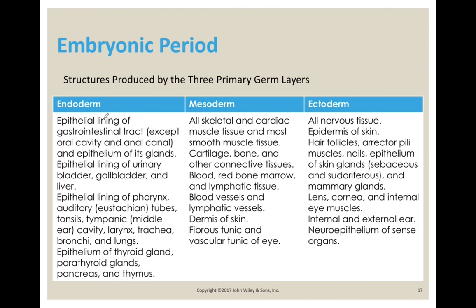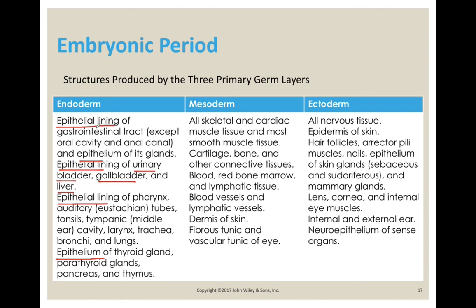Let's take a look at a few of the structures that arise from the endoderm. So the first thing we see is the epithelial lining of the gastrointestinal tract, the oral cavity, as well as part of the epithelial tissue of its glands. We also have the epithelial lining of some other digestive organs, including the gallbladder and the liver, as well as the urinary bladder. That's not a digestive organ, that will be part of the urinary system. We also will find the epithelial lining of the structures in the respiratory system, and also much of the epithelium of our endocrine organs. So as I've gone through this, hopefully you can see the trend.